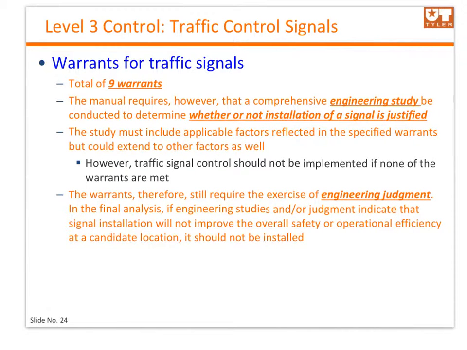The MUTCD manual requires, however, that a comprehensive engineering study be conducted in order to determine whether or not installation of a signal at a certain location is really justified. That study has to include applicable factors reflected in the specified warrants, but it could also be extended to other factors, depending on the case. However, traffic signal control should not be implemented if none of the warrants are met. So we cannot just implement the traffic signal if we're not meeting any of the 9 warrants.